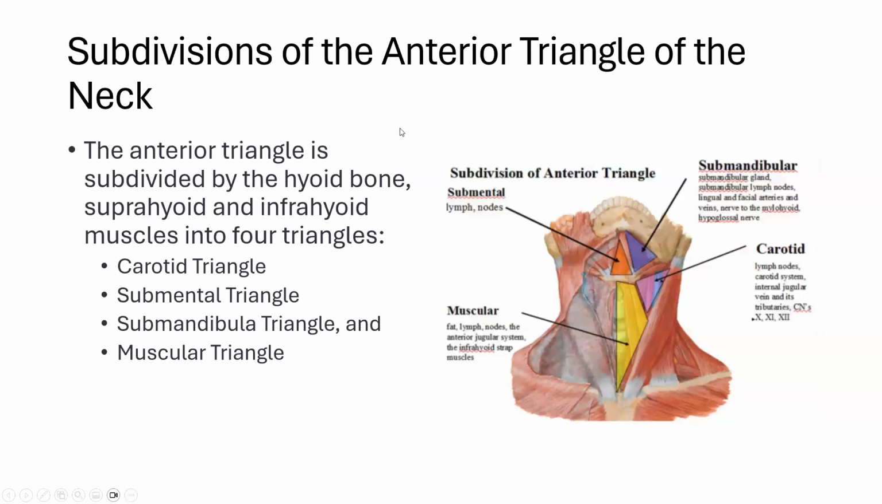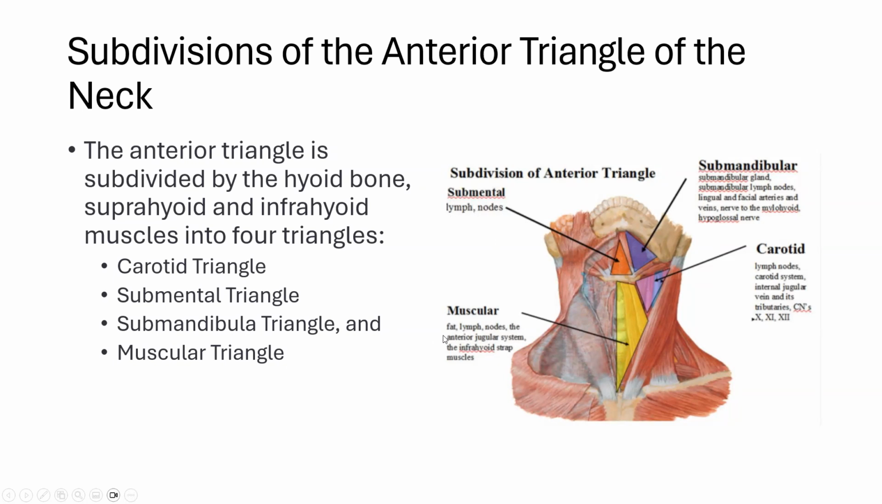Subdivisions of the anterior triangle of the neck. The anterior triangle is subdivided by the hyoid bone, suprahyoid, and infrahyoid muscles into 4 triangles. And which are those? Carotid triangle, submental triangle, submandibular triangle, and muscular triangle. So this is the submental triangle. It contains certain lymph nodes.